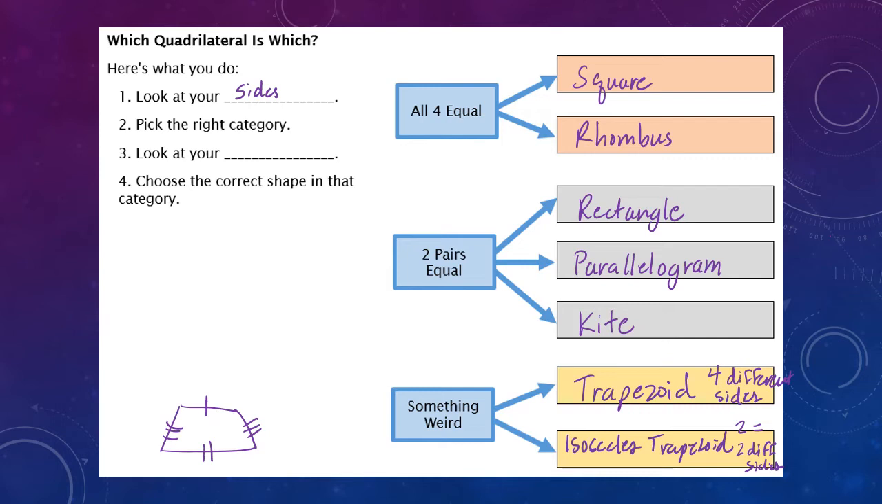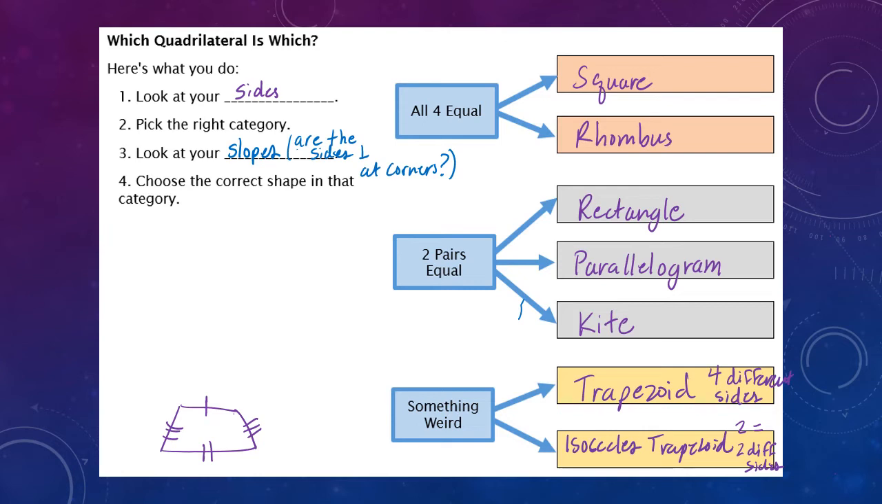The next thing that you're going to do is look at how the sides meet each other. What I'm talking about is the slopes. Are they perpendicular to each other? Do they have right angles at the corner? Or do they not? So I'm going to say look at your slopes. Specifically, what you're looking for is, are the sides perpendicular to each other at the corners? And then from there, you're going to choose the correct shape in the category that you already narrowed down, and you'll be good to go.